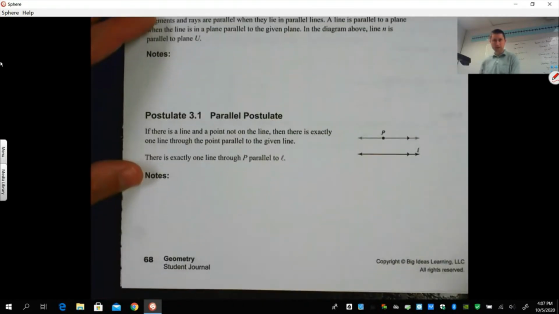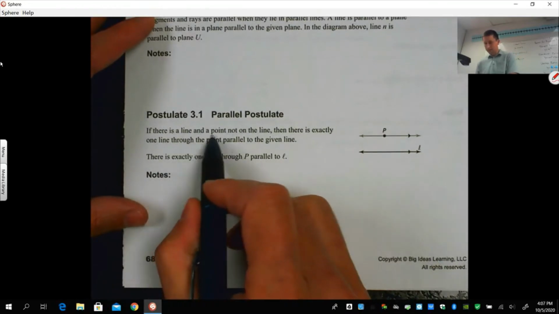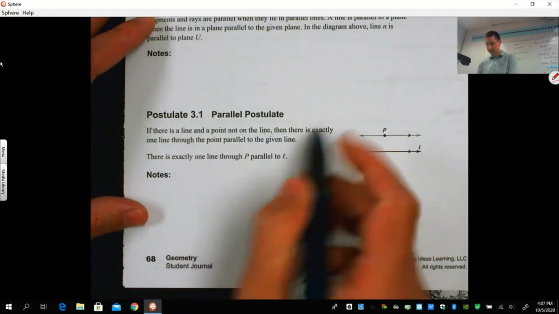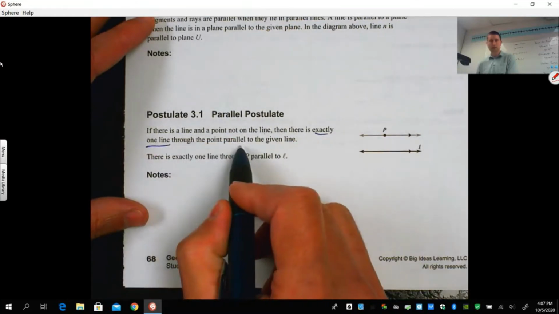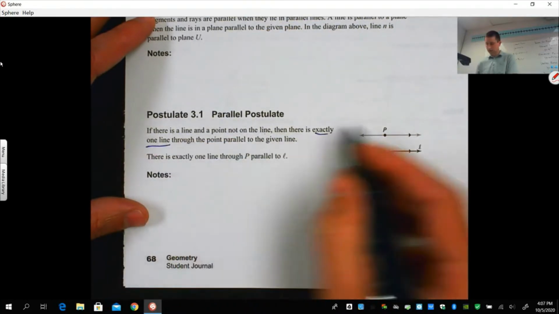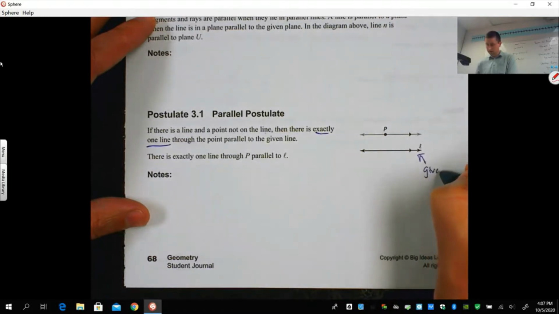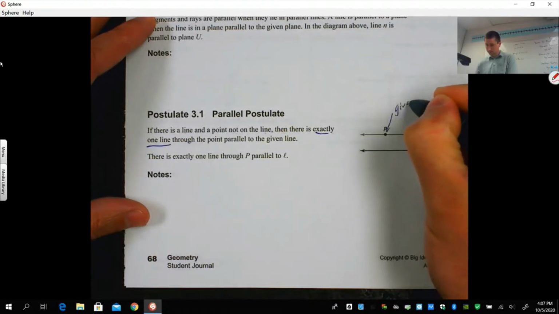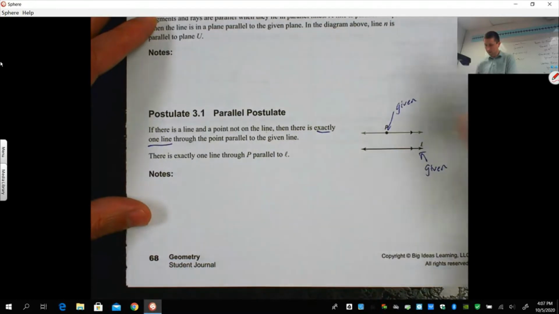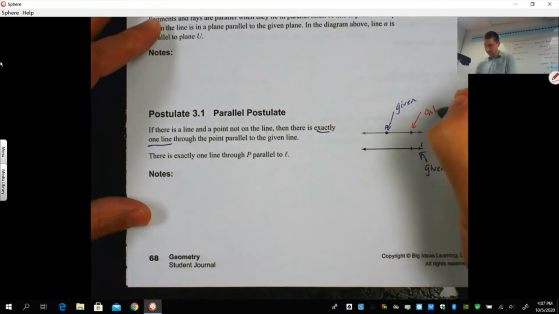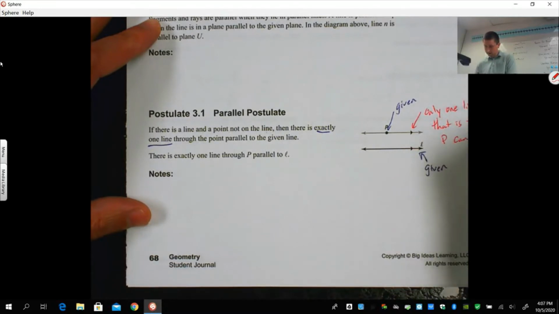Okay, your postulates that are new here. If there's a line and a point not on the line, then there's exactly one line through the point parallel to the given line. So if you're given this line, and you're given that point, what this is saying is only one line that is through P can be parallel to L.